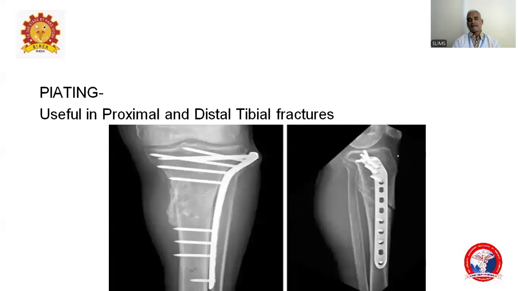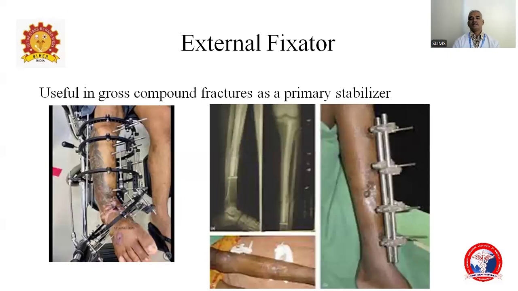This is the proximal tibia, where the fracture has been stabilized with one plate from the lateral aspect, and the plate is fixed to the bone by multiple screws. So plating is used in proximal and distal tibial fractures. And in compound wounds, where you cannot put a plate or a nail on day one, in a compound fracture where there is contamination and we are not sure about the debridement, we go for an external fixator. We are stabilizing the bone externally, so we call it an external fixator.